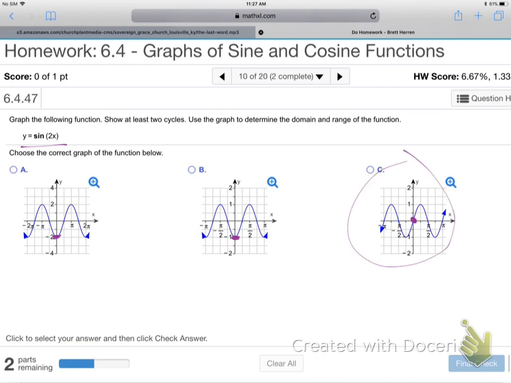And then domain and range, piece of cake, right? What's the domain? Negative infinity, positive infinity. What's the range? What's the bottom? What's the top? Negative 1, positive 1, right? Easy, easy.